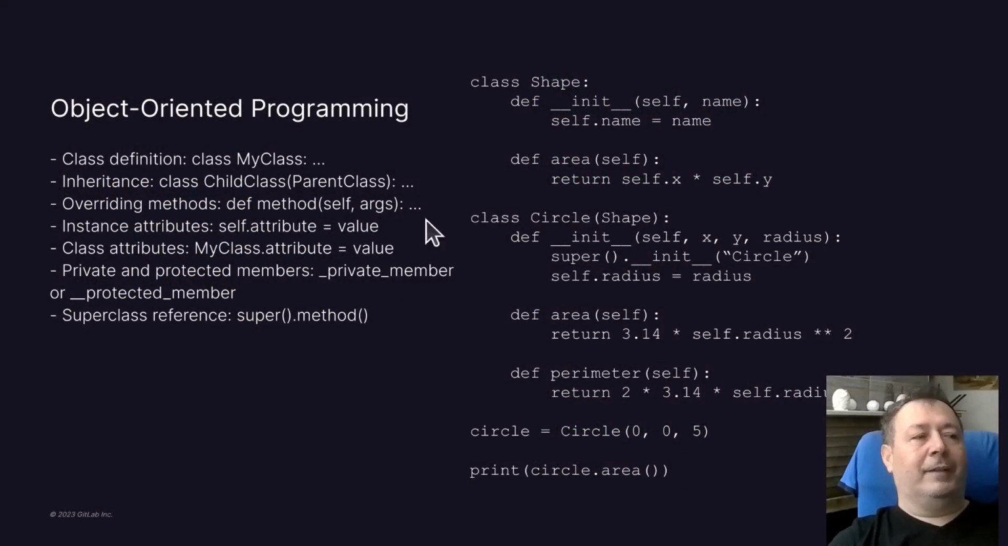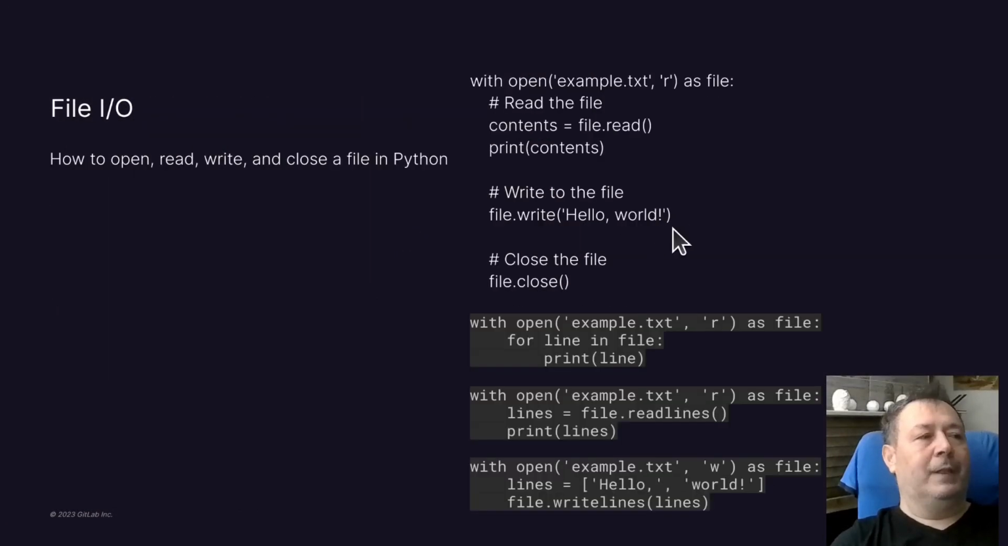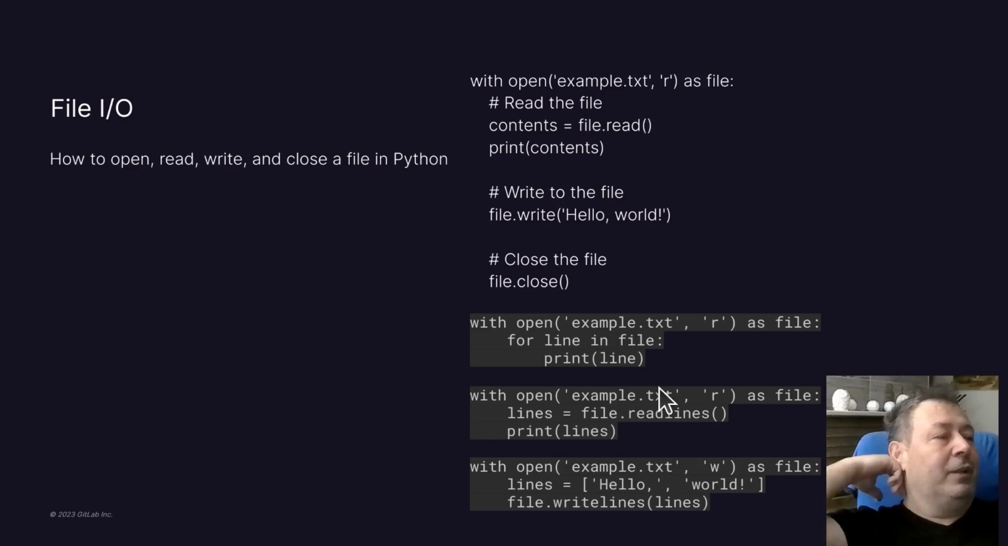Let's go back to our presentation and then let's do some file operations. As you can see, you can open a file using open here for read only, and then you can get the contents of the file and print it. Or you can write something into the file and close it. Similarly, you can open a file and print each line there. So let's give it a go.